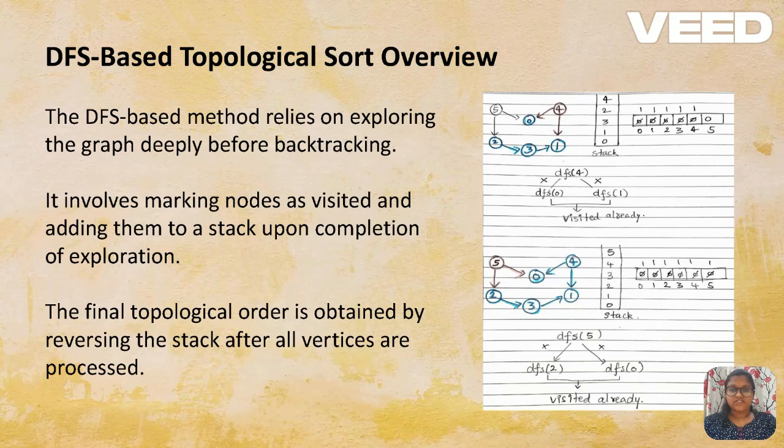The next is DFS based topological sort, that is depth first search based topological sort. The DFS based method relies on exploring the graph deeply before backtracking. It involves marking nodes as visited and adding them to a stack upon completion of exploration. The final topological order is obtained by reversing the stack after all the vertices are processed. As we see in the image, the elements are removed and then the array is formed by arranging the elements.